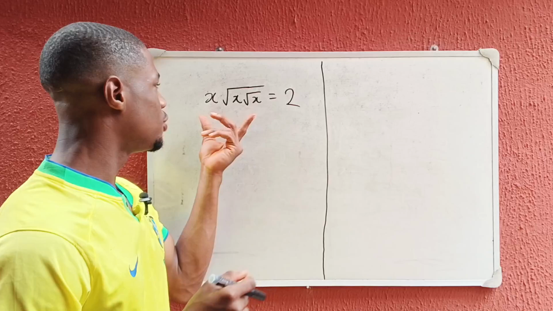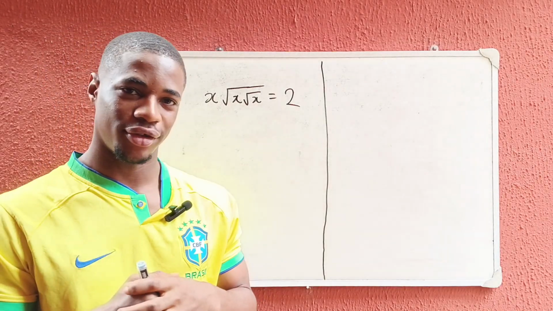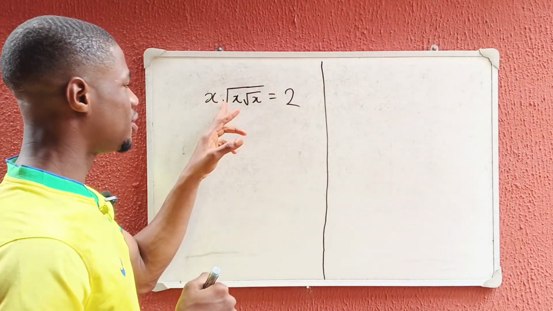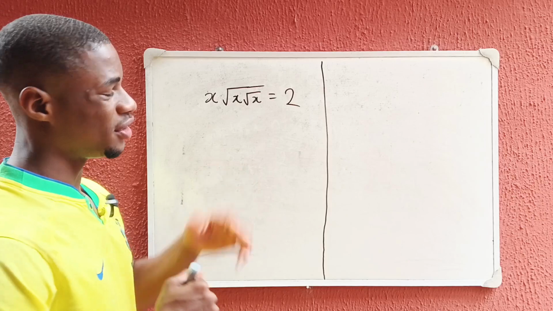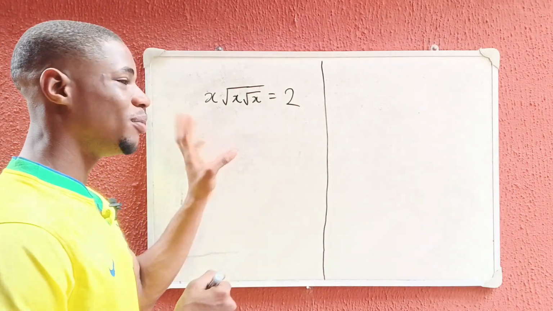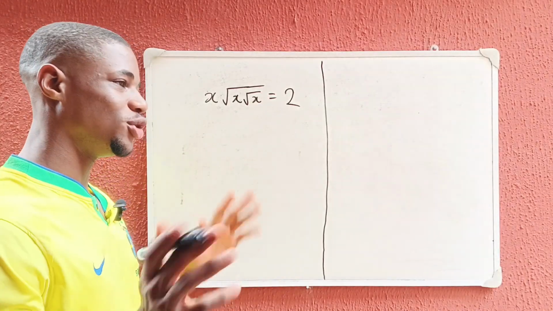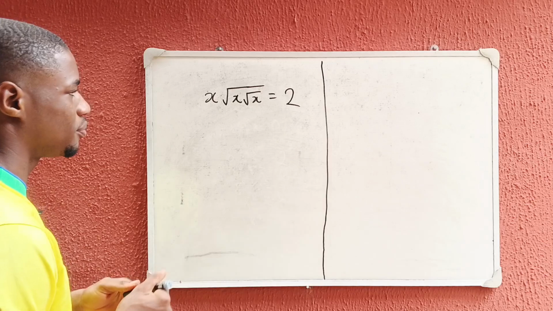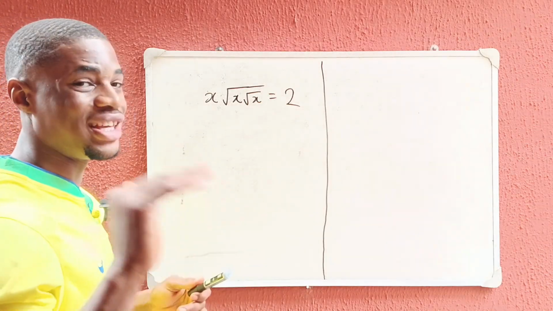Hi, let's quickly solve this Olympiad equation together. It says x times square root of x times square root of x is equal to 2. Basically, it looks complex, but I can make it easy. Just join me. Now, there are many ways you can do this, but I'll choose to make it easier for you.